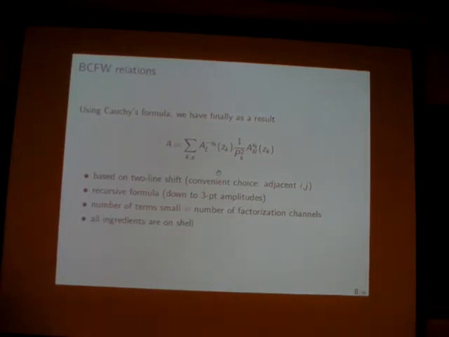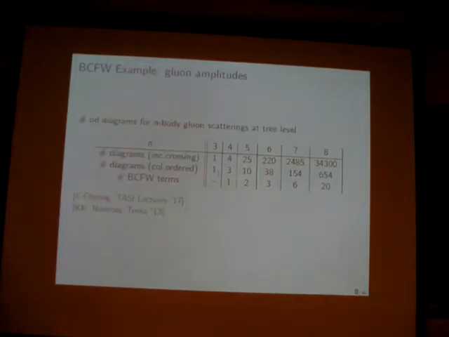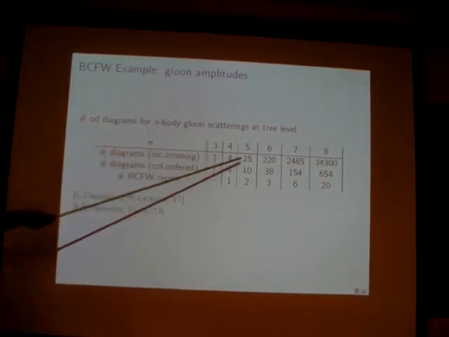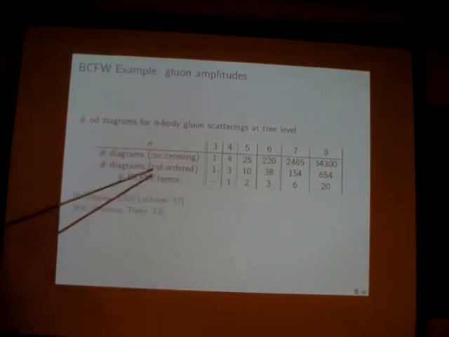What is important, or why we did it, the number of terms is much smaller, so it could be used, for example, for showing why the Parke-Taylor formula is so simple, but I will not go into this detail. I will only show you that conventional Feynman diagram methods are really not so efficient in the number of terms compared with the number of these BCFW terms.